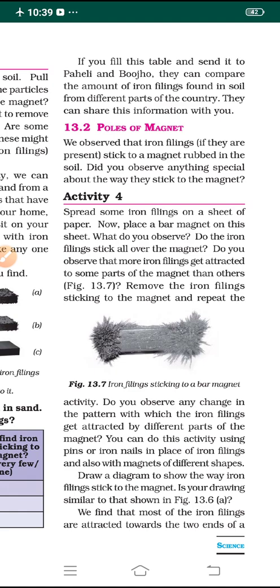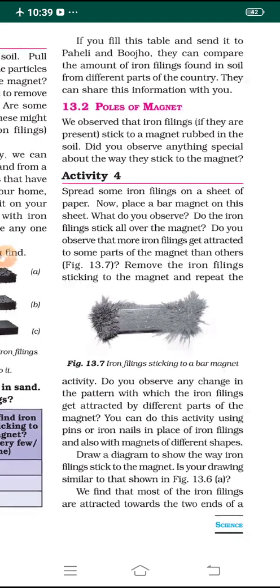We observe that more iron filings are attracted to only some parts of the magnet than to other parts. Look at figure 13.7. We see that at the poles of the magnet, on the two ends of the magnet, more iron filings are attracted. When we remove the iron filings sticking to the magnet and repeat the same activity many times, we observe that there is a change in the pattern with which the iron filings are attracted by different parts of the magnet.